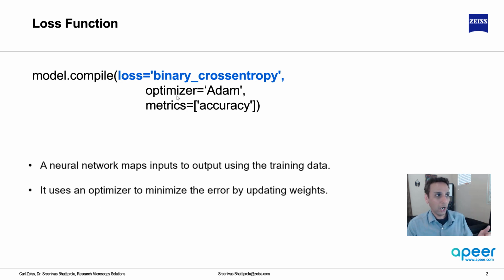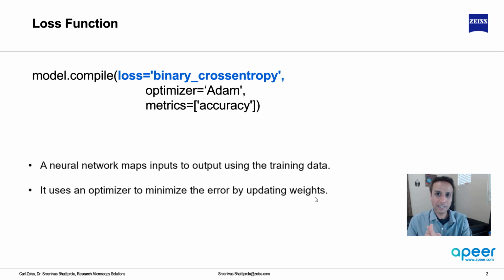Now it uses an optimizer to minimize the error by updating the weights. Inside this box, you have neurons that are connected, and between the connections, you have the weights. Each neuron value is multiplied by this weight and then the bias is added. So during the training process, the neural network uses this optimizer to minimize an error by updating the weights. What do we mean by error? The error is nothing but your actual output versus the predicted output. So it's minimizing that error.